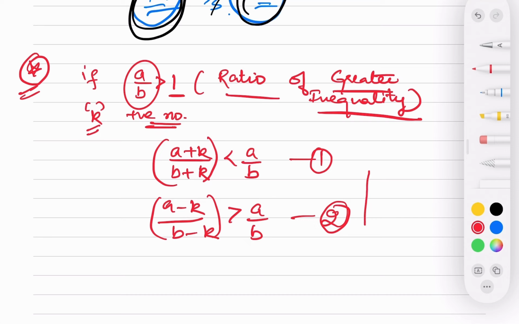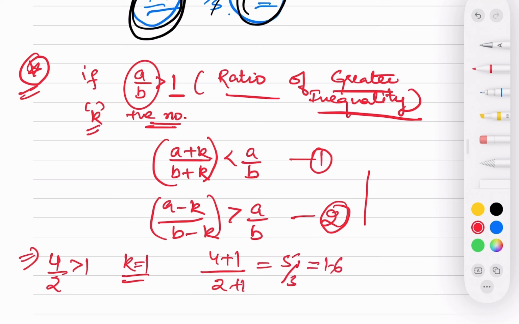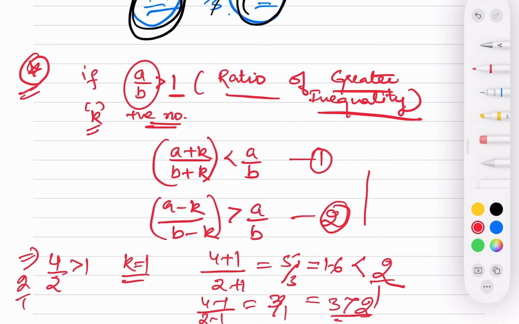For example, you have 4/2 greater than 1, correct? Let's say k equals 1, some positive number. When you write (4+1)/(2+1), what is it? 5/3, which is approximately 1.67, which is less than 2. This is 2/1. Now (4-1)/(2-1) is 3/1, so 3 is greater than 2. So you can see both inequalities hold true.